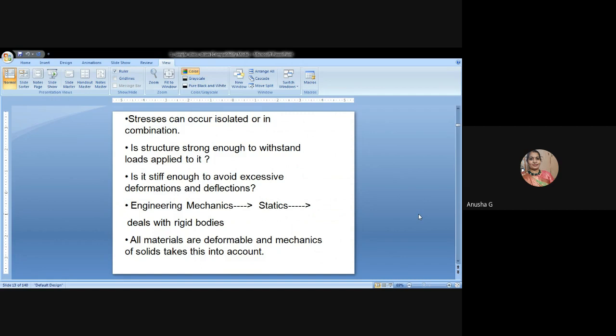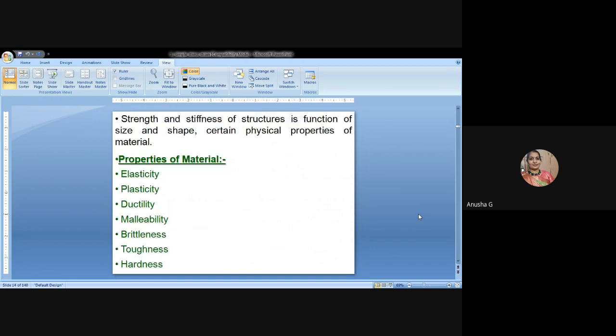Next, you have to know about engineering mechanics, which deals with statics and dynamics. Basically you have to know that the strength and stiffness of the structure is a function of the size and shape, and certain physical properties of the material have to be learned here. What are the properties that have to be observed in our day-to-day life in our surroundings? The main basic property to check, the first one, is elasticity. Up to what limit it will not change, that will be the elasticity.